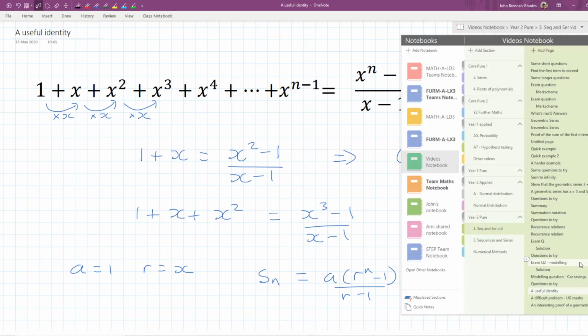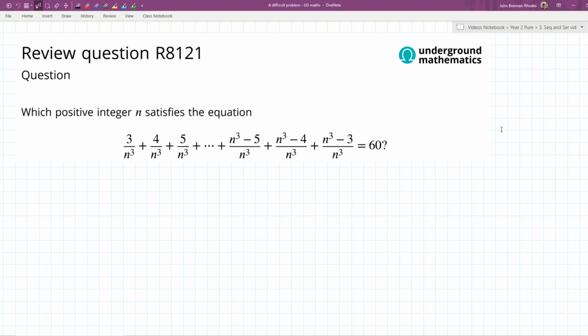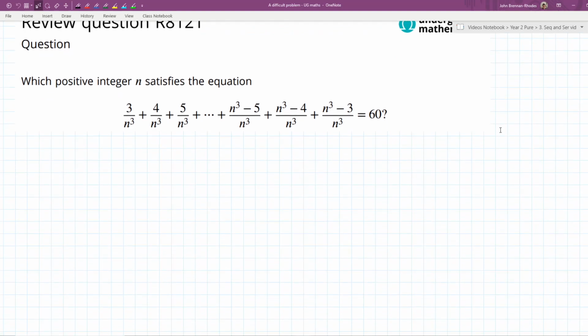Okay, here's another neat little thing. This is quite a difficult question from Underground Maths that I found, and I invite you to have a go at this. I'm going to start it off, but I'm not going to do the whole question. We're actually going to use this version of the sum of an arithmetic sequence, n over 2 times (a plus the last term), if you remember that one.